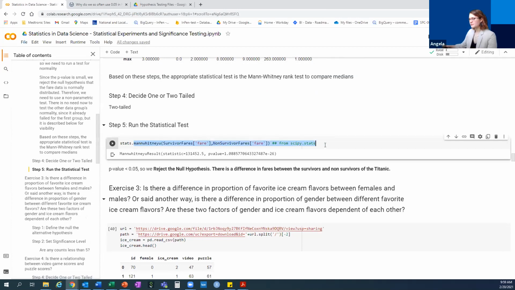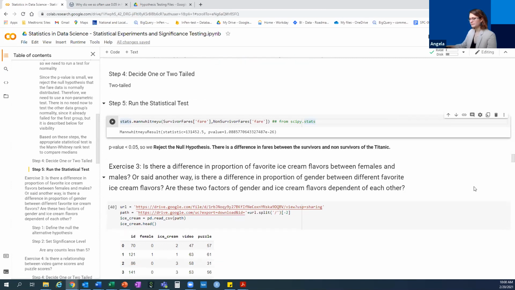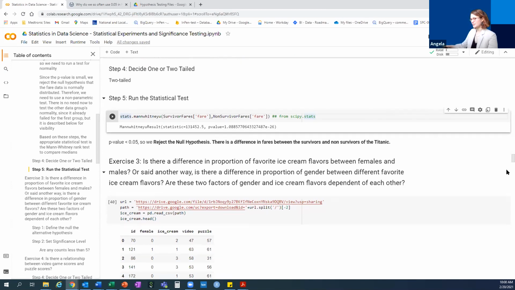So very simple, one line of code, passing in our survivor and non-survivor arrays of the fare. And it prints out a nice p-value here. Very small p-value, much less than 0.05. So we reject the null hypothesis. There is in fact a difference in fares between survivors and non-survivors of the Titanic. Very interesting commentary on societal class there.